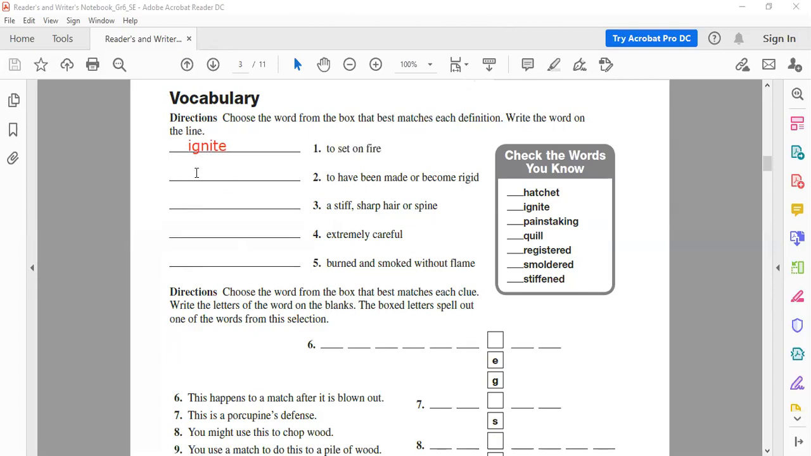And then number two: to have been made or become rigid. Something rigid and hard and tightened. It's like my back is hard, my back is rigid. It is stiffened. Stiffened, very good. Number three: a stiff, sharp hair or spine. Quill, excellent. So we have quill, not coil, quill. And then we have extremely careful. Painstaking. Very good, excellent. And then we have burned and smoked without flame. Smoldered. Very good. Excellent.